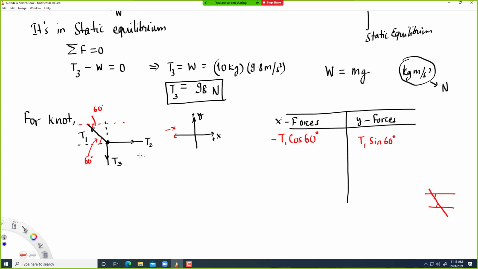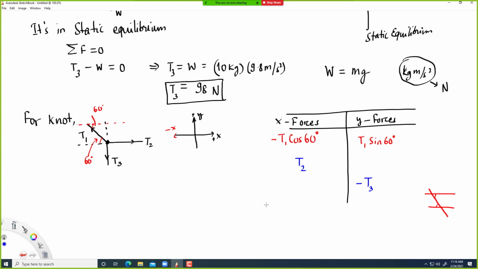And then for T2, T2 is all along x direction. It doesn't have y direction. So T2 is the x force. And it's positive because it's pointing to the right. Now for T3, T3 is all along y direction. It doesn't have x. Oh, no. Sorry. T2 is all along x direction. I meant to write on this part. Okay. T2 is there. And T3 is along y direction. So negative T3.